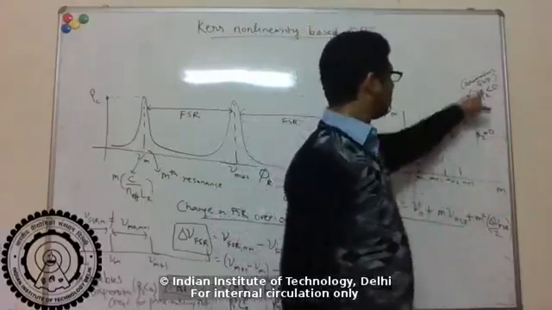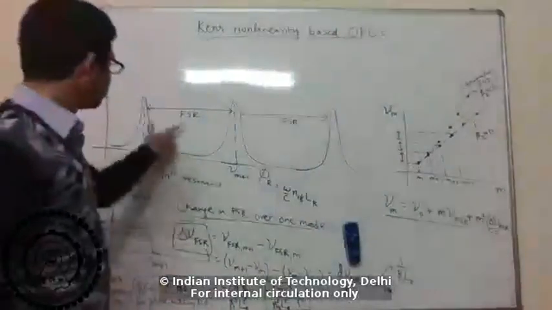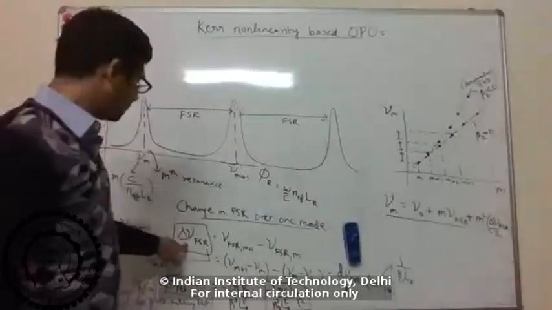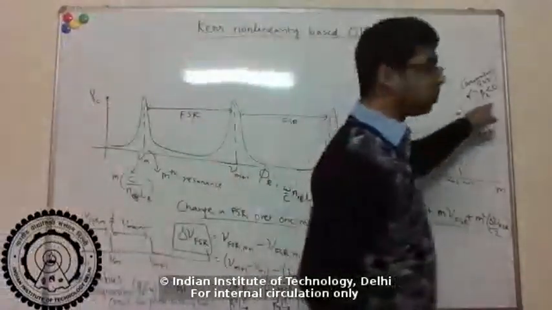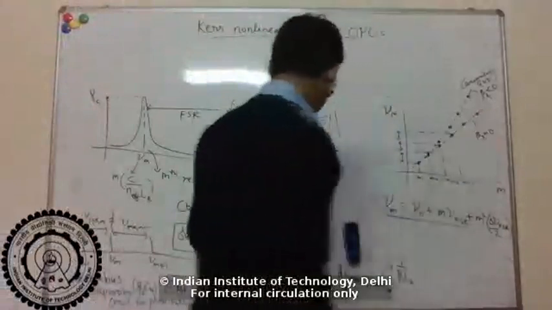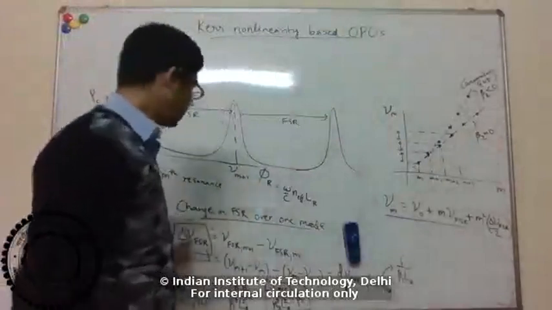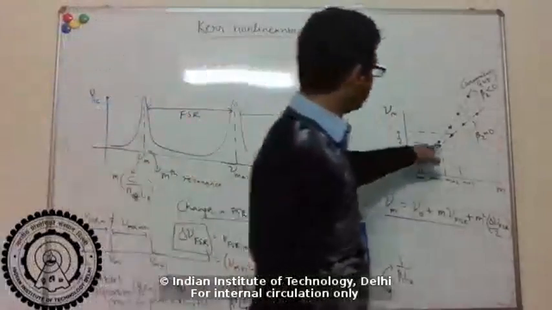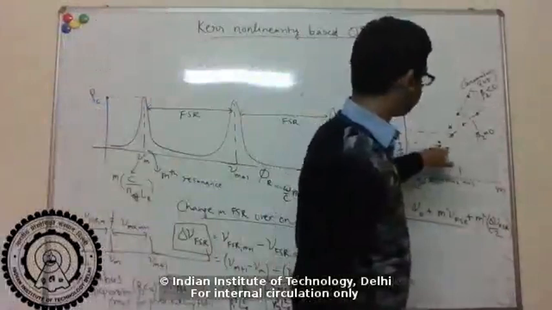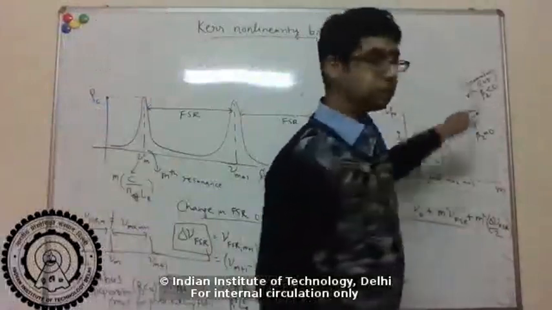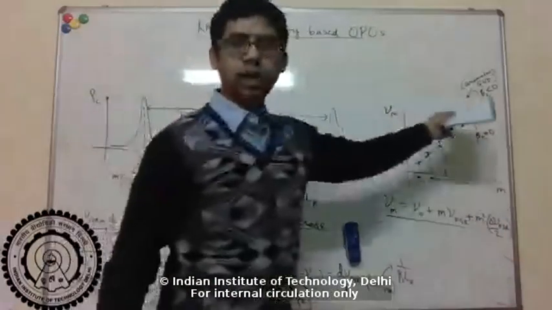But when you have a finite GVD, the FSR doesn't remain constant, right? The FSR changes as we change mode number, which means this is not a straight line anymore. In the specific case of beta 2 negative, which is anomalous, this delta nu FSR is positive, which means I get an increase in the resonance frequency because the FSR is increasing as I go to higher mode numbers.